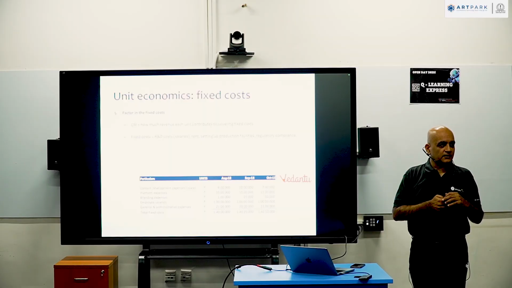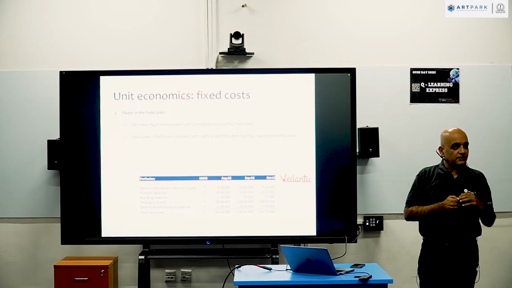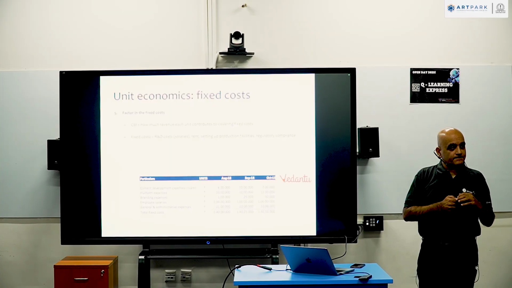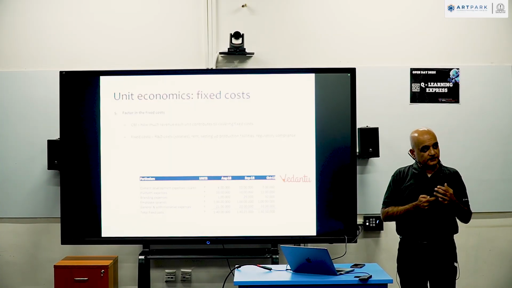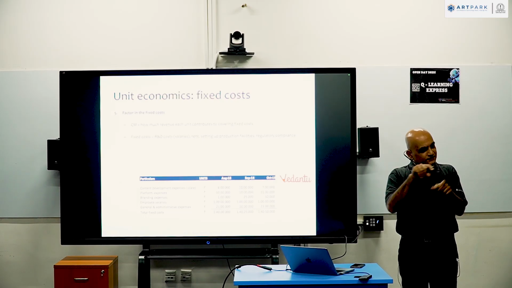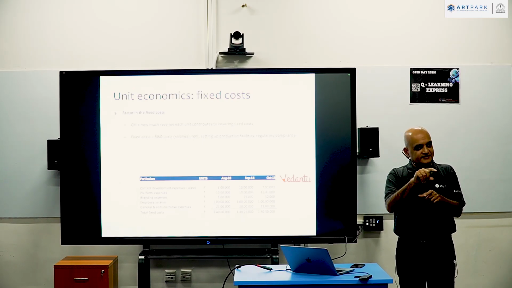So, take this thing, setting up the production facility. If normal practice is, say, it took some 10 crores to set up the factory, it will be amortized over 10 years, and that amortized part would come and sit in the fixed cost. So that's where the EBITDA comes in: earnings before interest, tax, depreciation, amortization. That's where the depreciation of your assets and amortization of assets comes in.